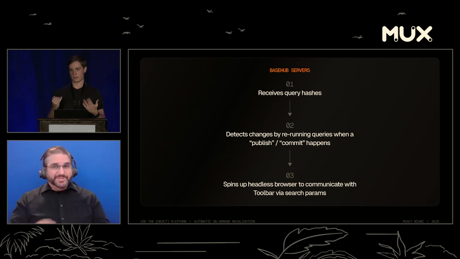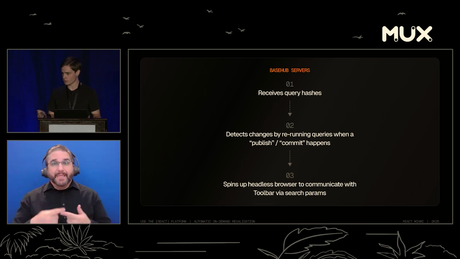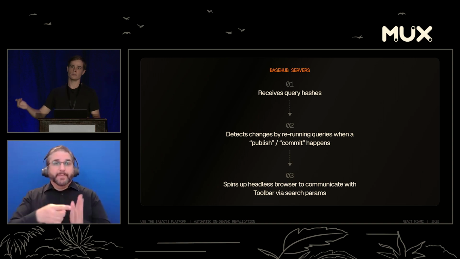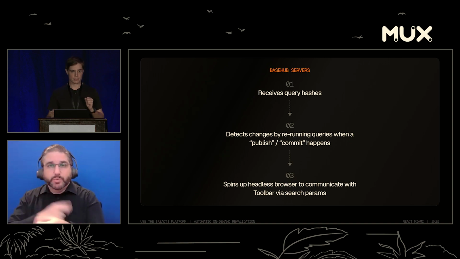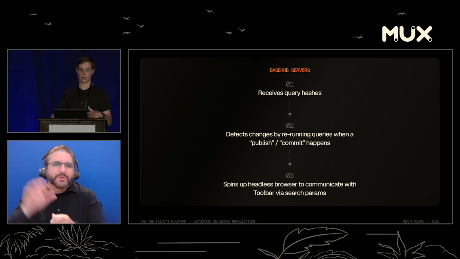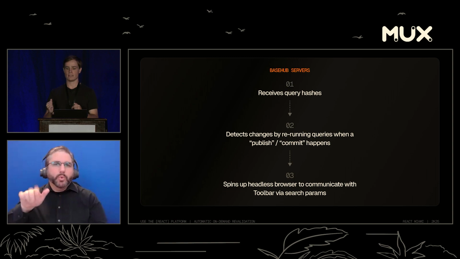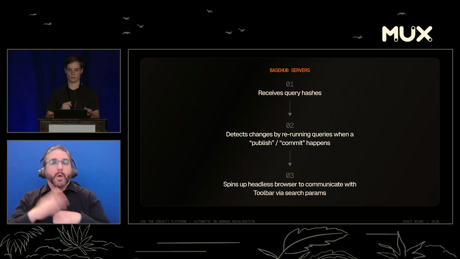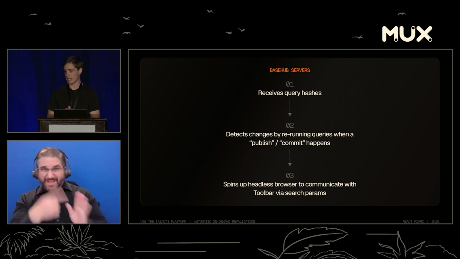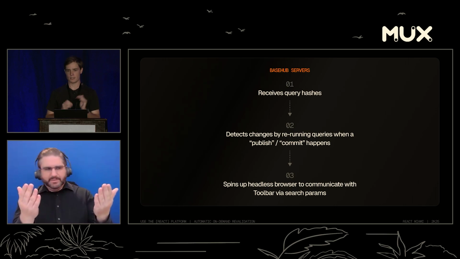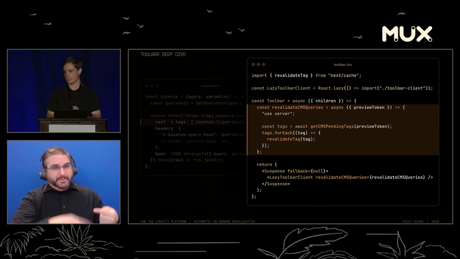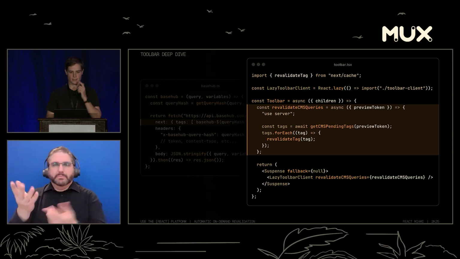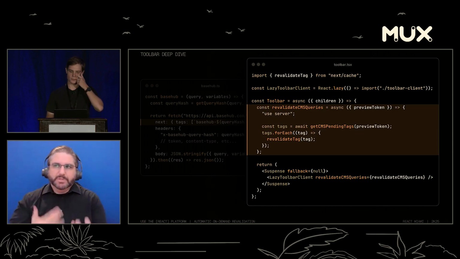Finally, our server spins up a headless browser, and it navigates to the user's website with some specific search params, which our toolbar can pick up and call a revalidation. So this all happens, as I showed in my demo, pretty fast. There's quite a lot of things happening, but it's not complex for users to set up.